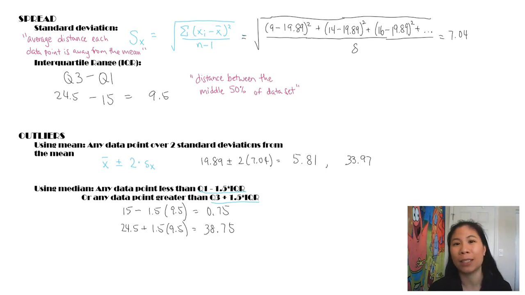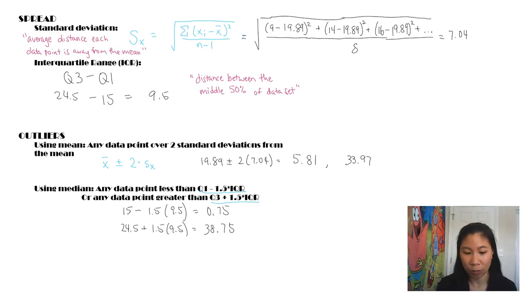So if we're using mean to describe our data set, then to find any outliers, we're using the formula any data point over 2 standard deviations away from the mean. Or if you want to think about it as the mean plus or minus 2 times standard deviation. So this means that if the standard deviation is our average distance from the mean, if there's anything really far away from that, then anything over 2 standard deviations would be too far for us to count it as with the rest of the data set.